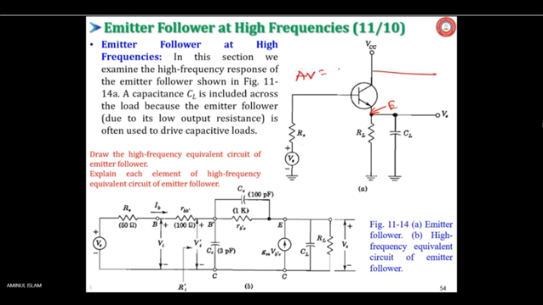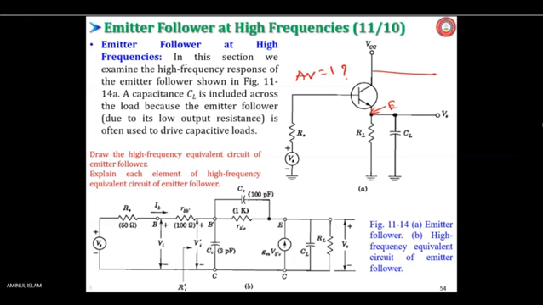And what is the gain of this circuit, emitter follower? Approximately 1, closer to 1. Not exactly, but closer to 1. Okay, so this all we have understood previously. Now we'll see how it is going to react at high frequencies. That's the topic here.